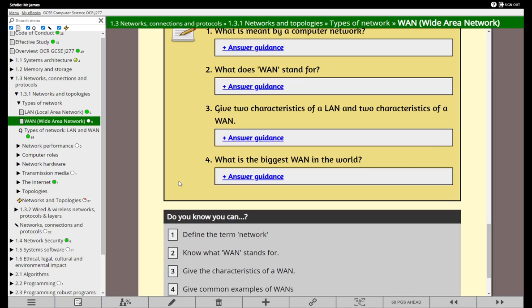So the last question here is, what's the biggest WAN in the world? What do you think? I've mentioned it a few times already, did you spot? It's the internet, of course. If you think about all of the computers around the planet that are able to communicate with each other, that indeed is the biggest WAN in the world, the internet.